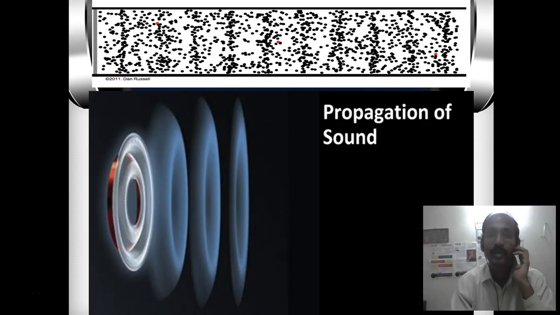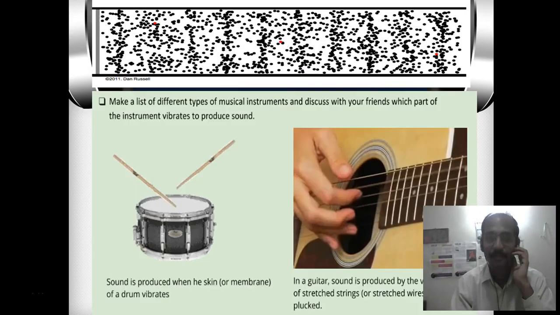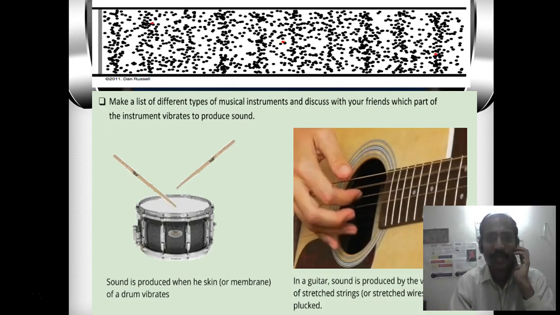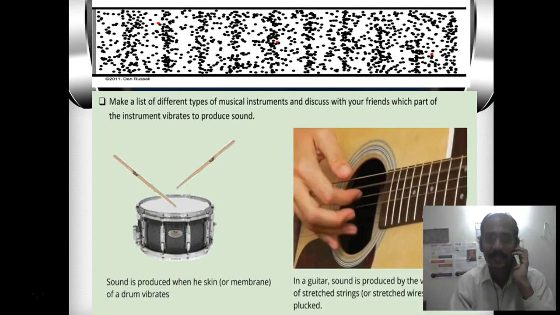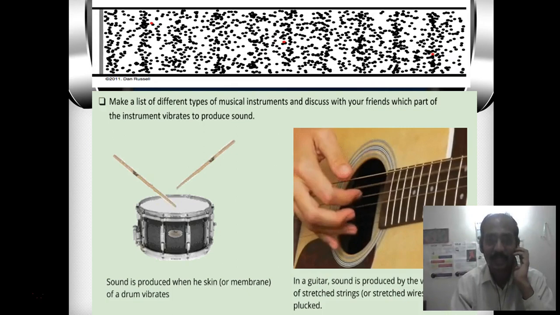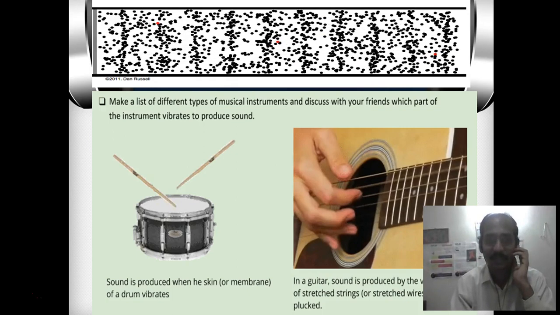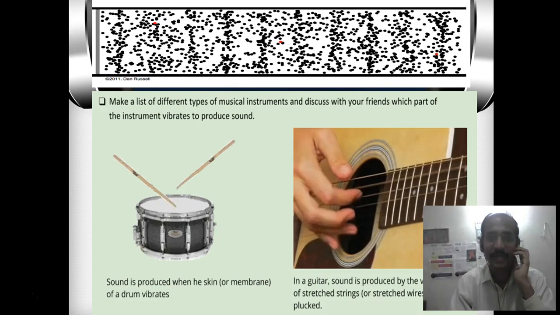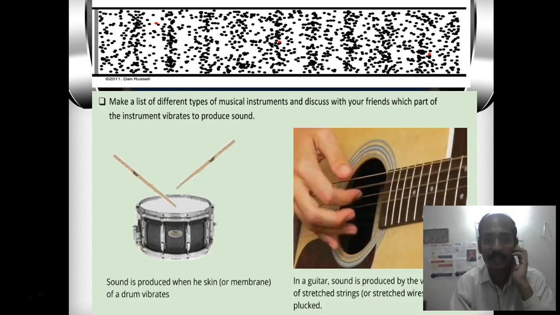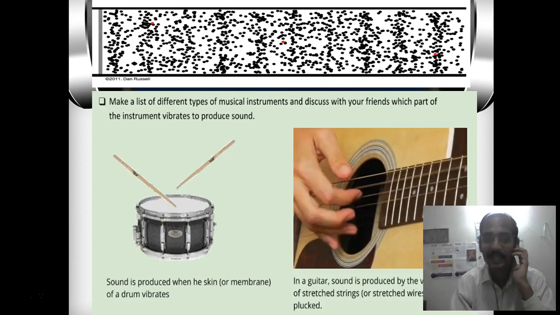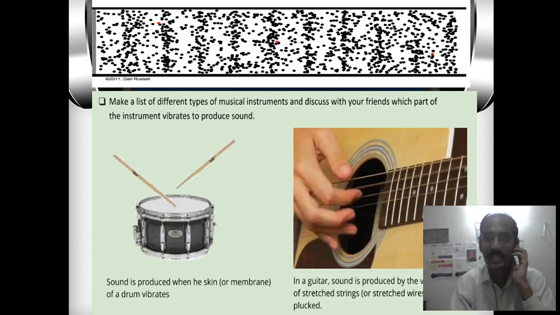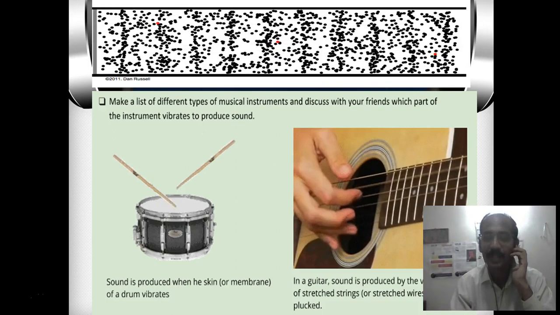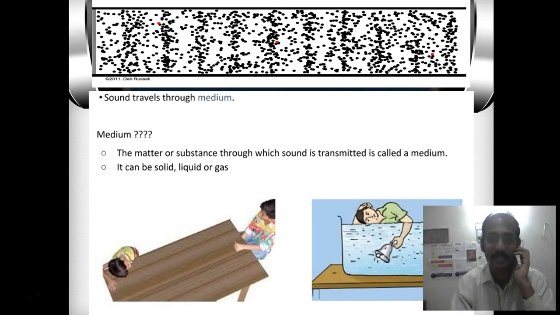So how does sound propagate? Now, we have a list of musical instruments. There are drums. Once you strike them with the sticks, the membrane of the drums vibrates, which produces sound waves. In a guitar, once you stretch or pluck the string, we observe the sound waves from the guitar.